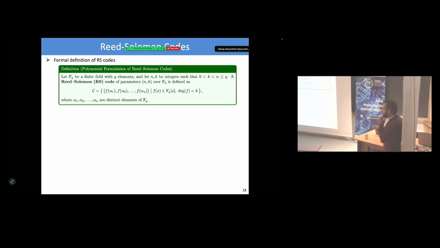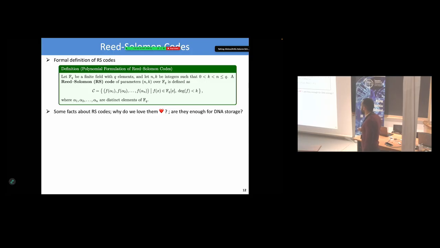Now the formal definition is something like this. The code is constructed as polynomial evaluations at n distinct points. Now one thing I was throwing under the rug when I was explaining before, and I will talk about some facts about Reed-Solomon codes. Why do we love them? And are they enough for DNA storage?